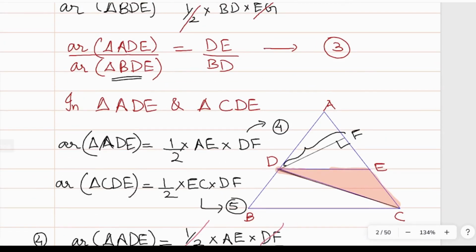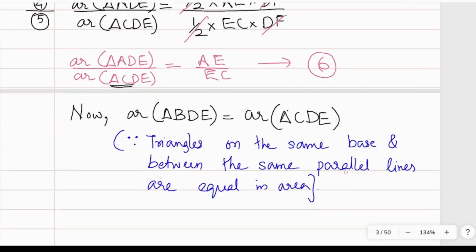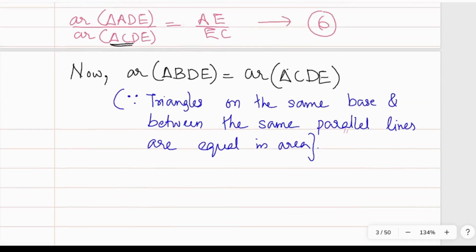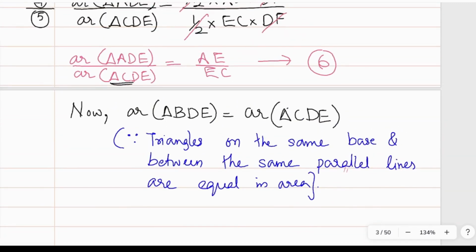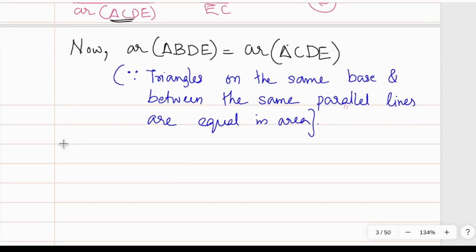Our third equation as well as, what is our third equation says? This is our third equation. Area of triangle ADE by area of triangle BDE equal to DE by BD. And here we will have next one, area of triangle ADE by area of triangle CDE equal to AE by EC.